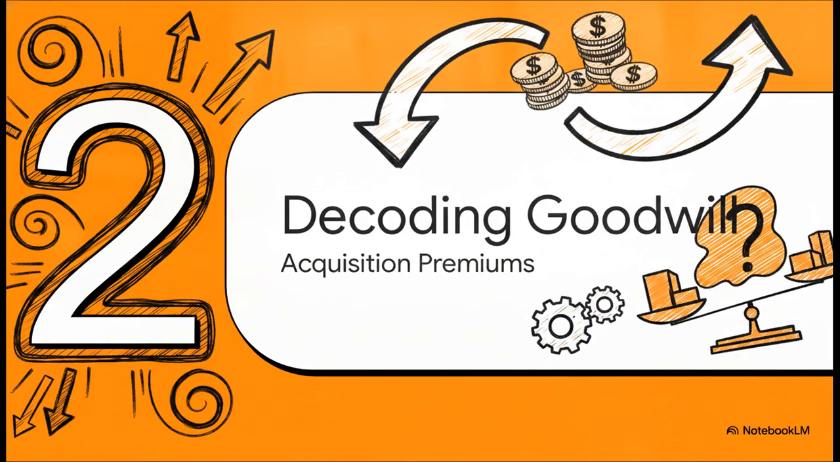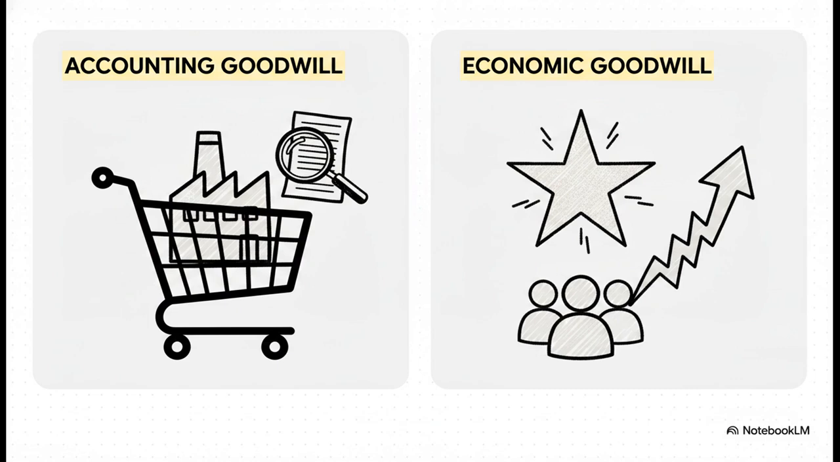Section 2. Decoding goodwill and acquisitions. The premium for synergy and reputation. Okay, so what happens when one company buys another but pays way more than the fair value of its net identifiable assets? Where does all that extra premium go? Well, that premium is recorded as goodwill.